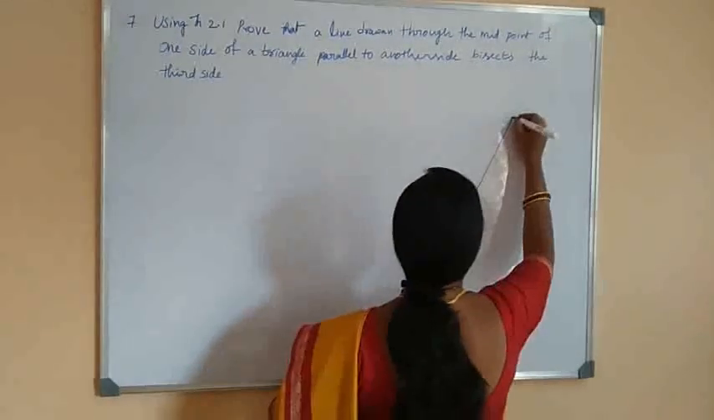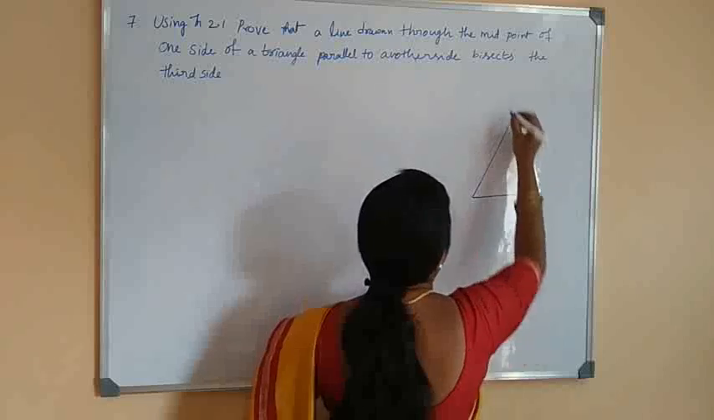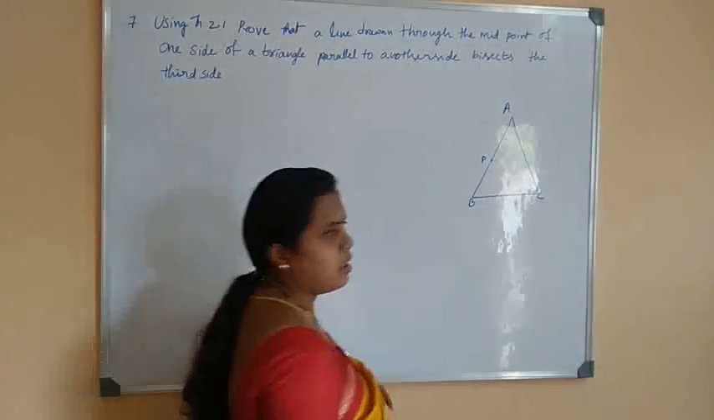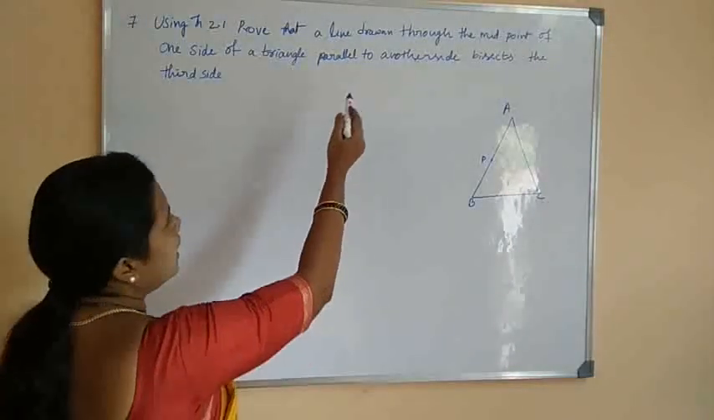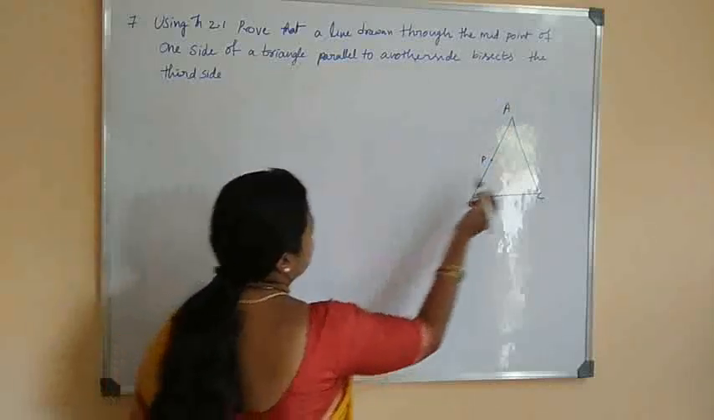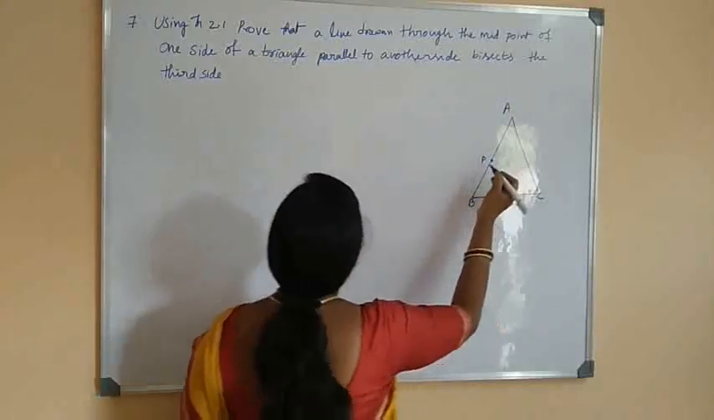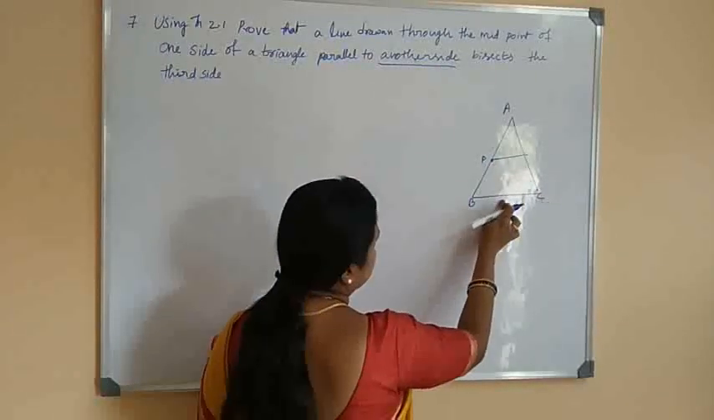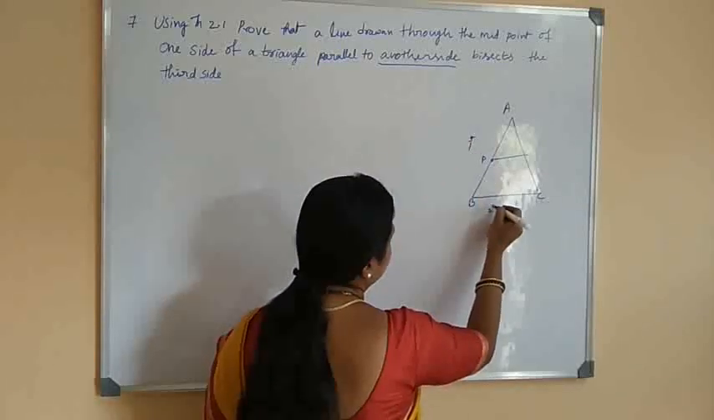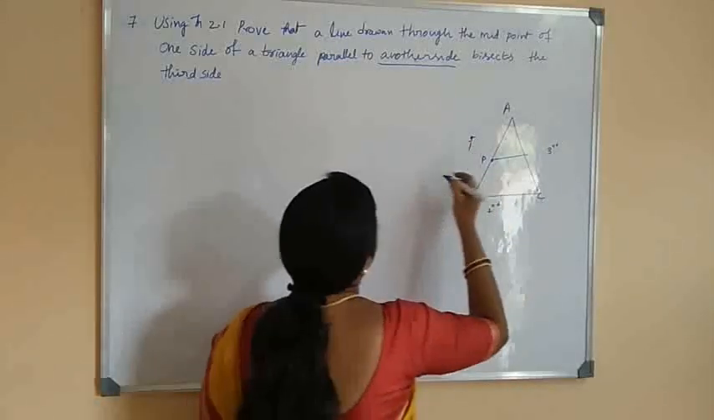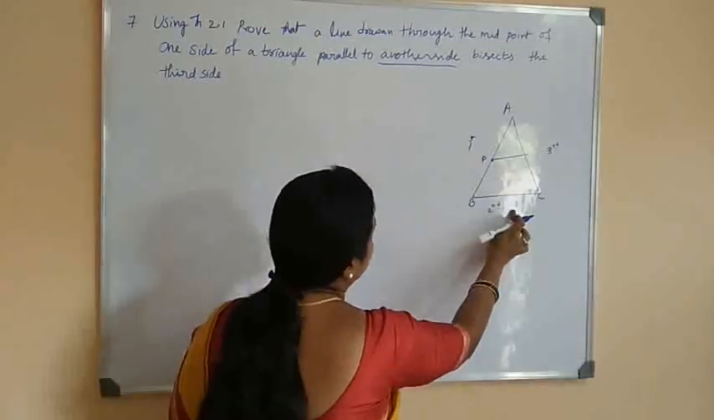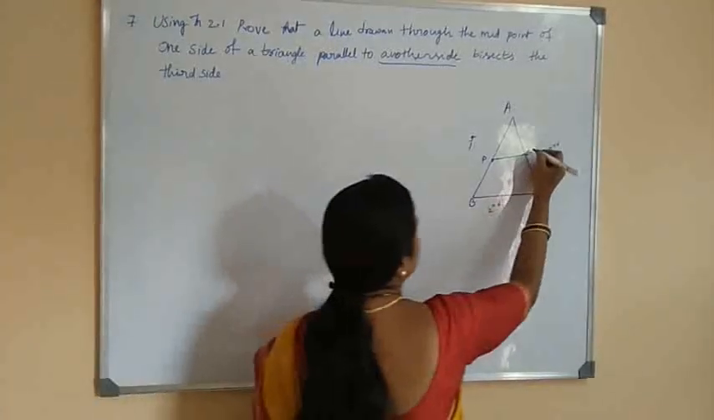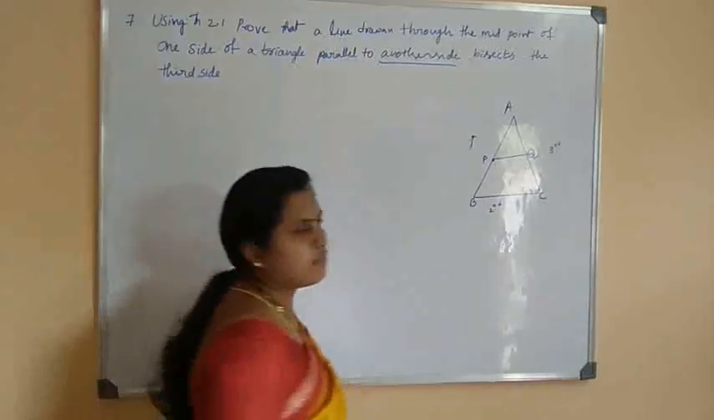First draw a triangle ABC. P is the midpoint of AB. Prove that a line drawn through the midpoint of one side, I consider one side as AB and P is the midpoint, parallel to another side. This is the first side, this is the second side, and this is the third side. See, which is parallel to another side, bisects the third side. Then bisecting means what? Dividing into two equal parts.